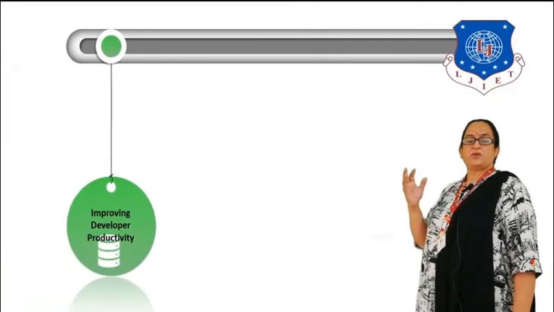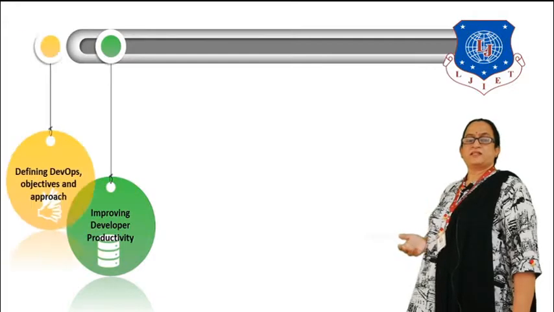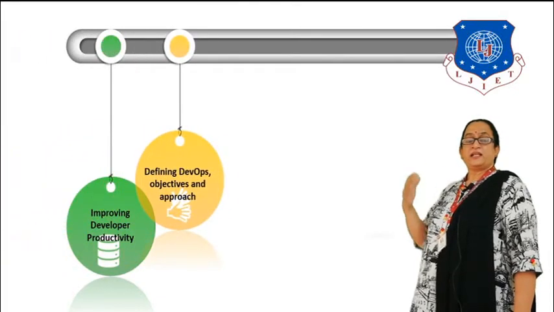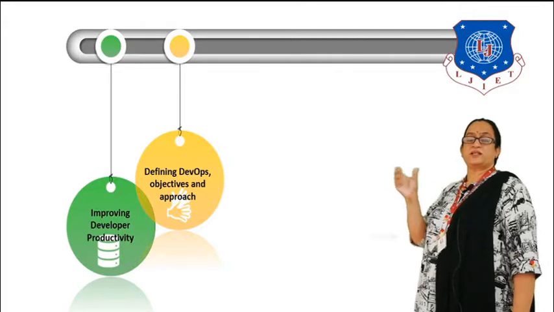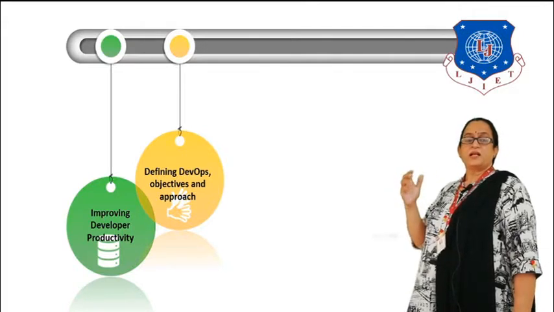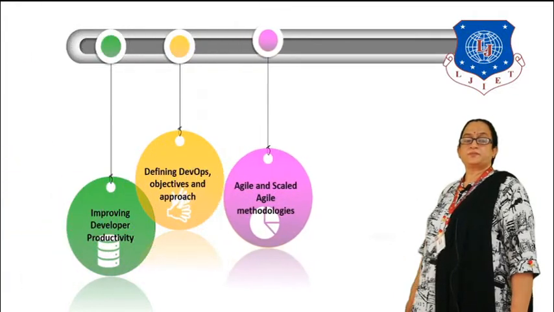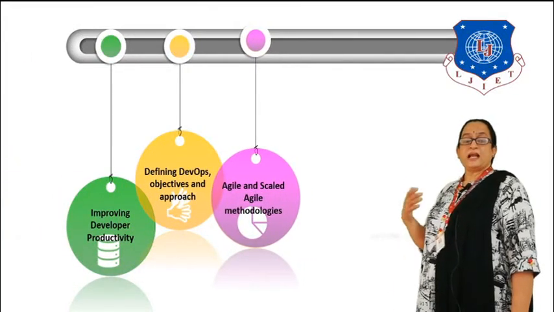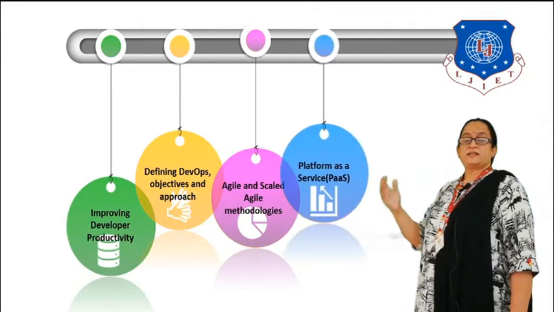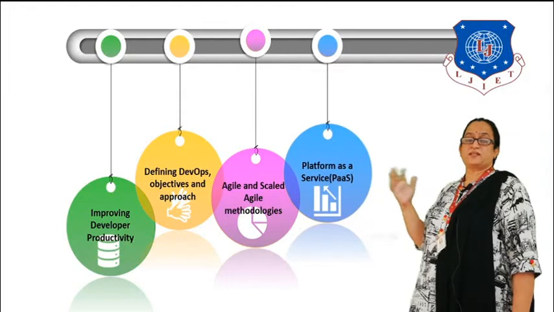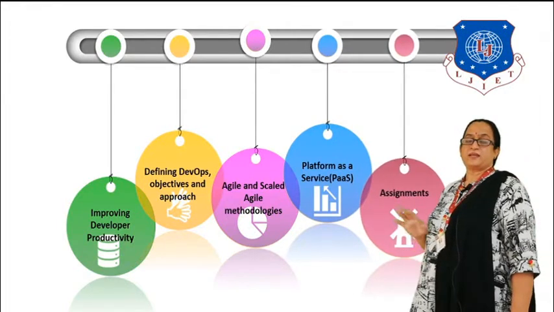We will be studying how to improve developer productivity. We will study defining DevOps, that is, software development and IT operations combined together as DevOps. Let us study the objectives and approach followed by DevOps. Let us see the agile and scaled agile methodology. Let us see platform as a service, briefly discussed under this topic, followed by certain assignments.